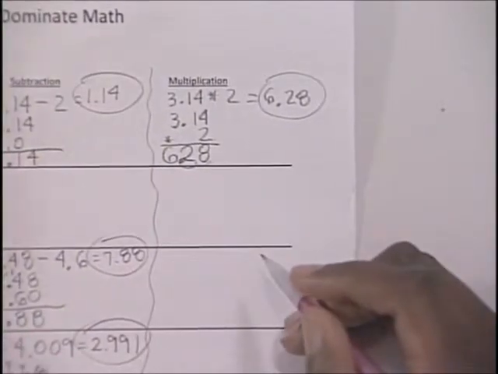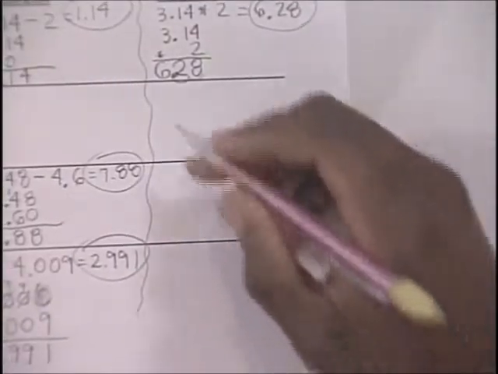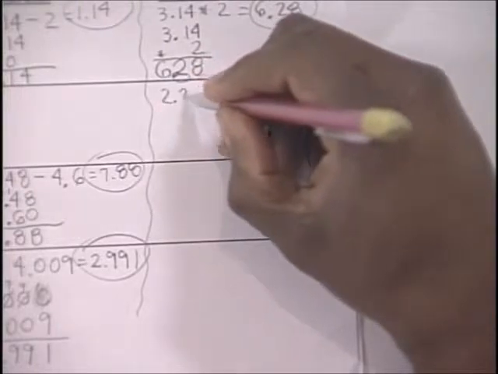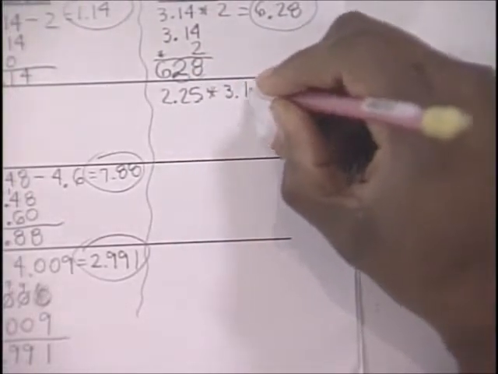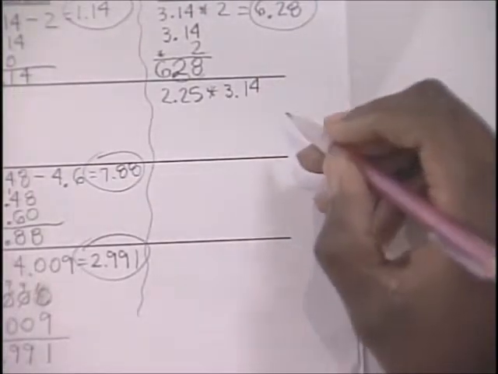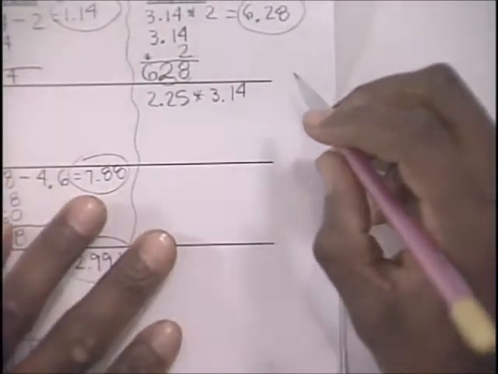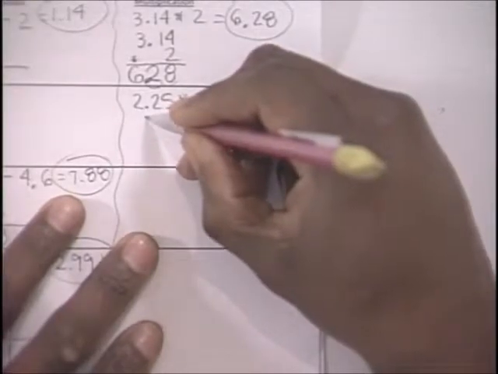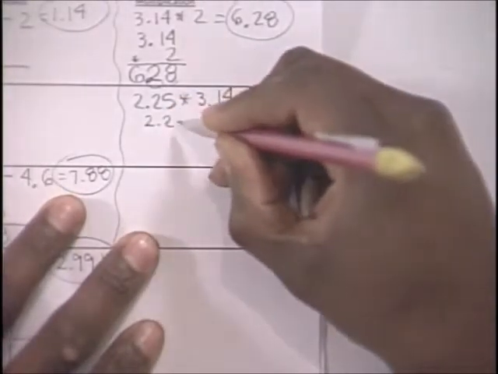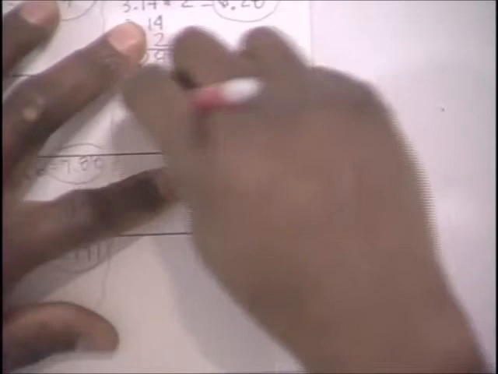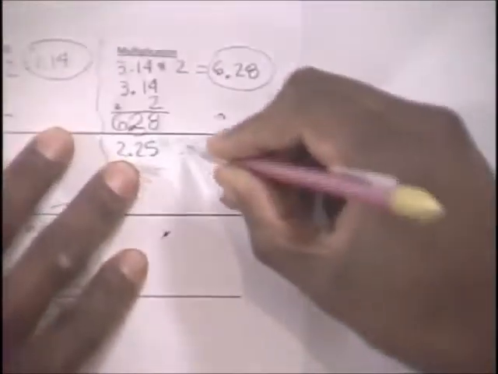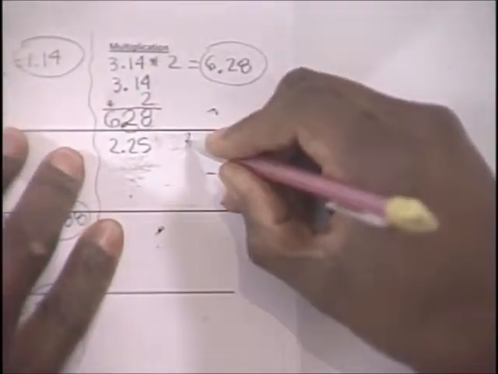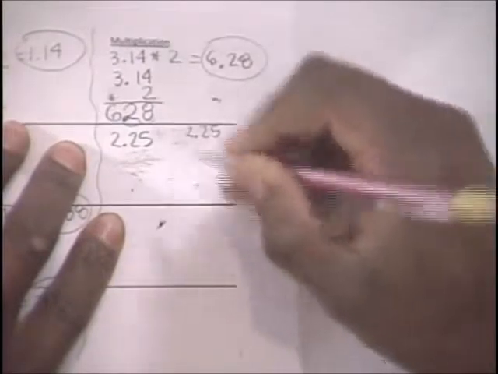Let's take a look at another problem. Let's say we want to multiply 2.25 times 3.14. Let's set that up vertically. I think I'm going to need a little more room here. So we have 2.25 times 3.14.